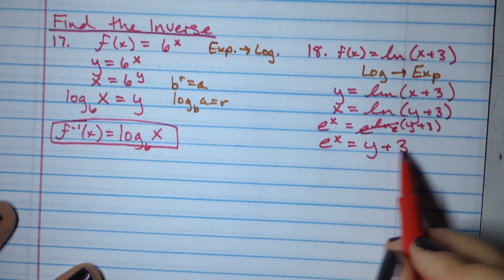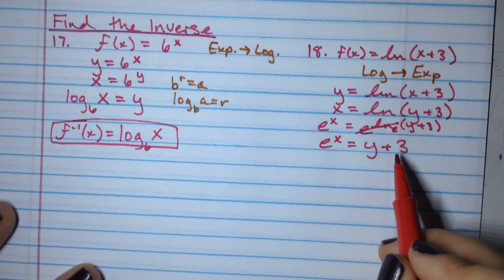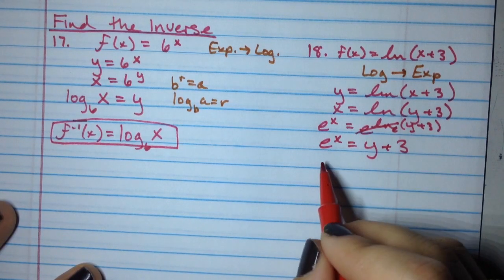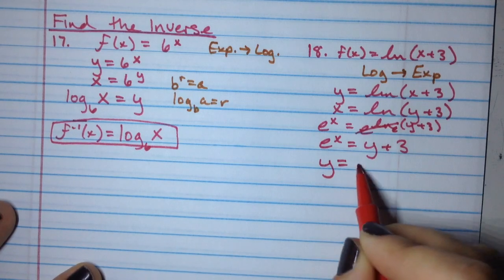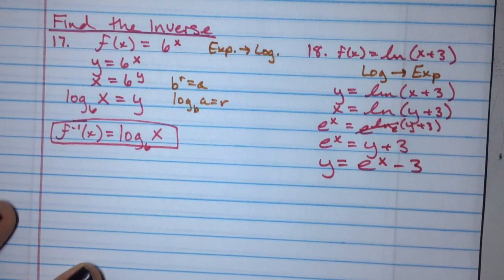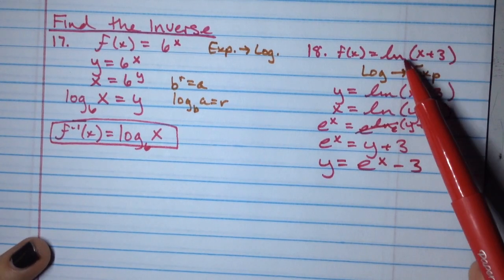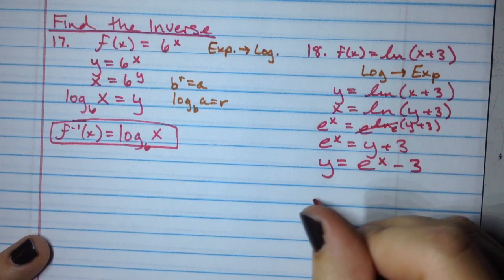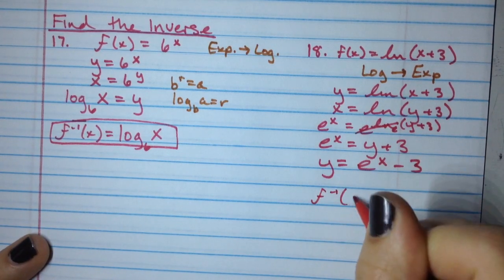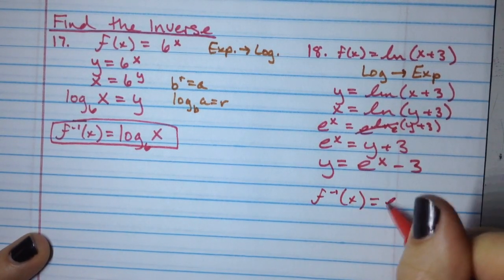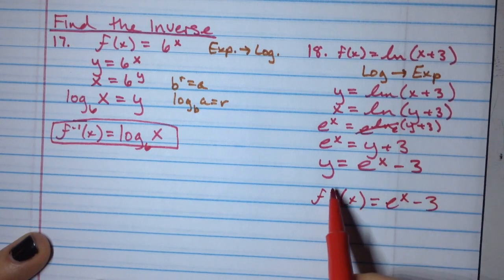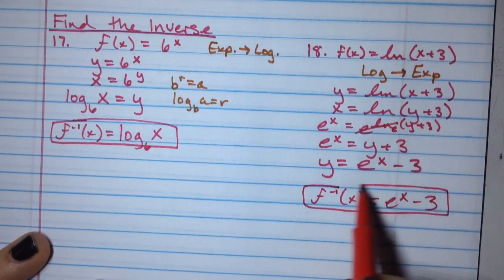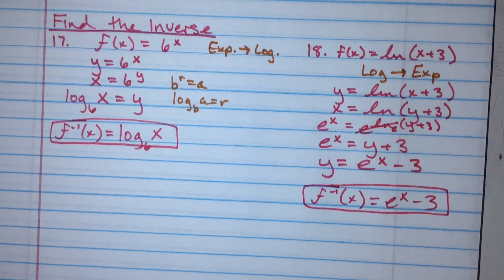It should be pretty easy. We just have to move this 3. So since it's plus 3, we subtract 3 on both sides. We'd get y is equal to e to the x minus 3. Quick check, did I go from a logarithmic form to something with x as an exponent? I did, so that's a good sign. We have f to the negative 1 power of x is equal to e to the x minus 3. That is the inverse function of natural log of x plus 3.